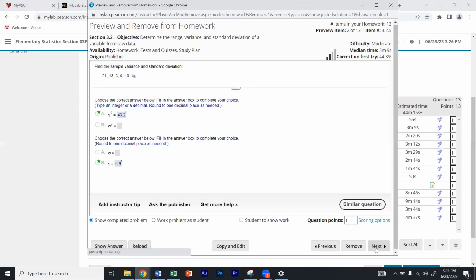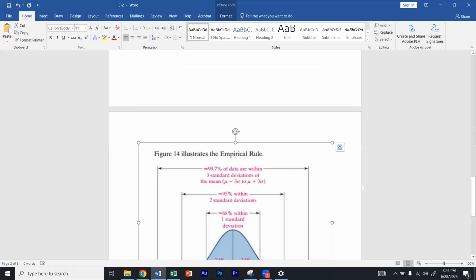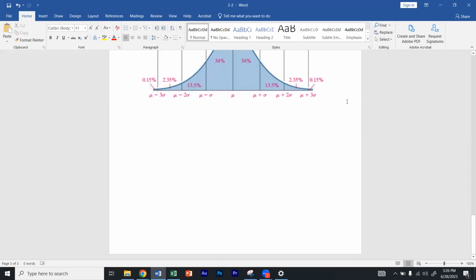Let's see. Okay, find the sample variance and standard deviation. Again, keep that word in mind, sample variance. And they're giving you a small data set. That's fine. Not a problem. I'm going to keep it here so that I can check my answer. Okay, again, make sure you understand it's sample. When it says sample variance and standard deviation, you have to divide by n minus 1 here.